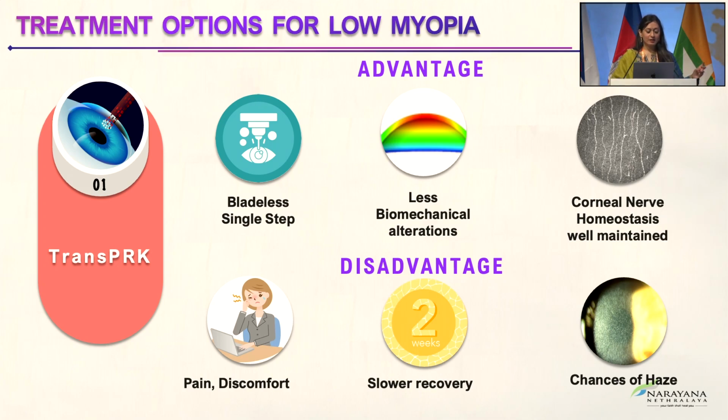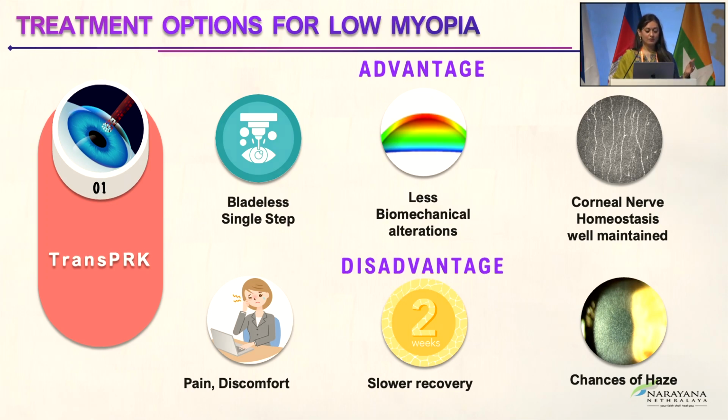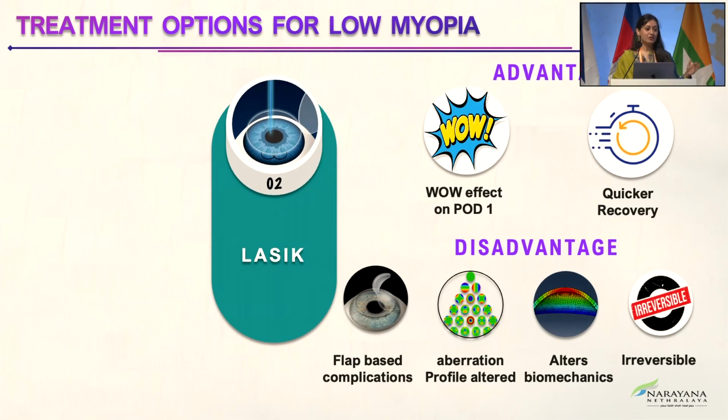But of course, patients are always scared of getting trans-PRK done because it does pain and there is a little bit of discomfort, especially in the first 24 hours and until it heals, which may be 3 to 4 days. It is slower recovery in terms of quality of vision and sometimes quantity of vision. And the most dreaded complication you can have is the chance of haze. So trans-PRK is a very good option for low myopic patients, but you have to understand the pros and cons of the procedure before advising it to the patient. Knowing the personality of the patient is the key.